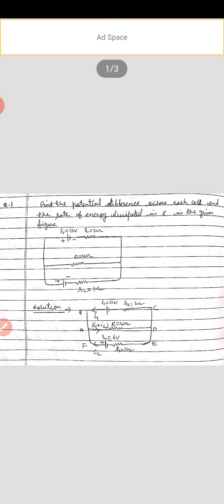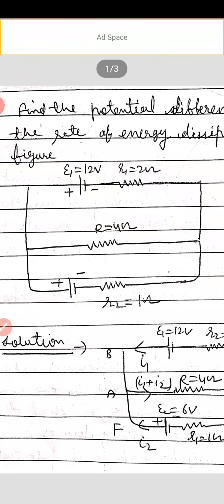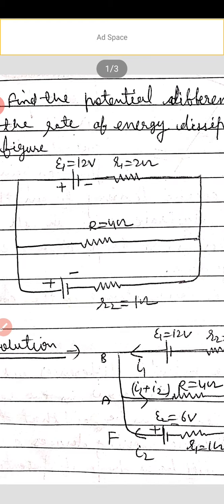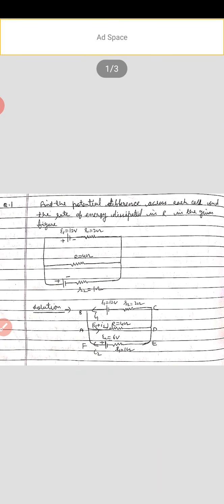The problem is as follows: find the potential difference across each cell and the rate of energy dissipated in R in the given figure. This is the circuit figure for which we have to calculate the potential difference across each cell and the rate of energy dissipated in R.